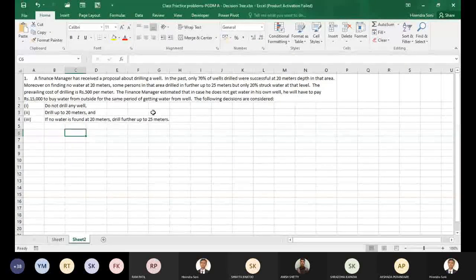Do not drill any well. Drill up to 20 meters. And if no water is found at 20 meters, drill further up to 25 meters. So you have decision nodes at 3 levels. Fine.